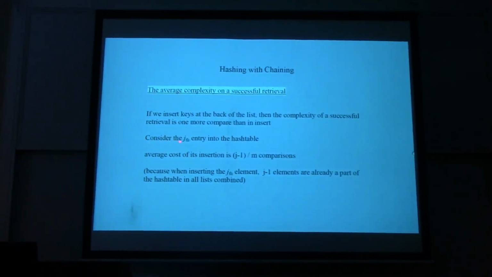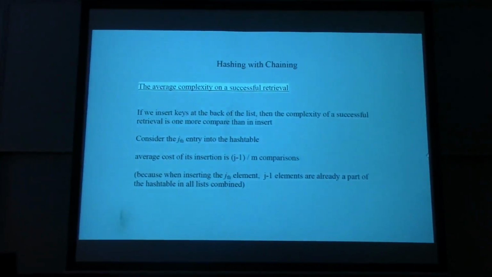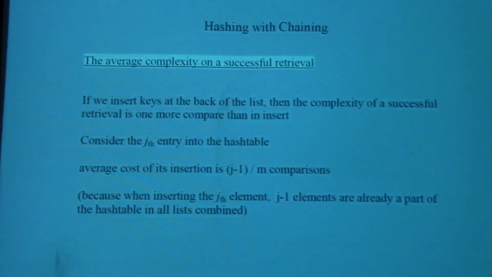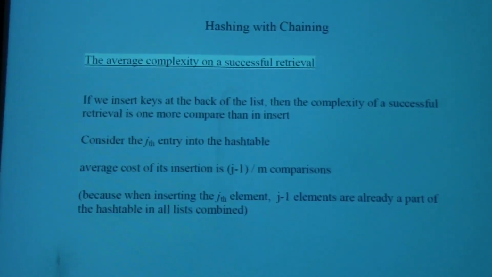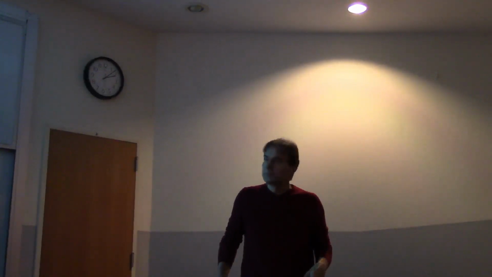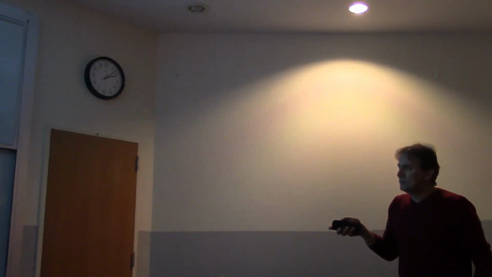So we'll consider the jth entry into the hash table. So this is the jth element, which means I already have j minus 1 elements in the hash table. Now the jth element is coming in. When I'm putting in the jth element, the average cost of the insertion is going to be j minus 1 over m comparisons. Because if I'm adding the jth entry, the j minus 1 entries are in the hash table, and they are distributed with equal probability across m locations. So on average, each chain is going to have j minus 1 over m entries. That's my average cost of insertion.